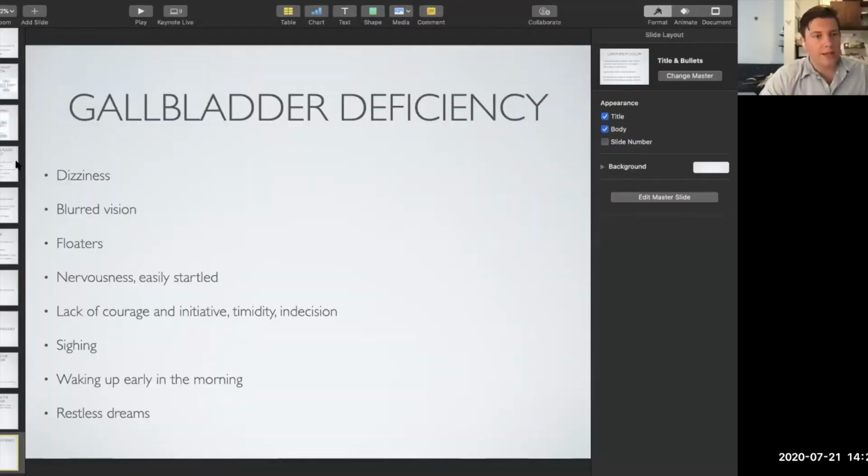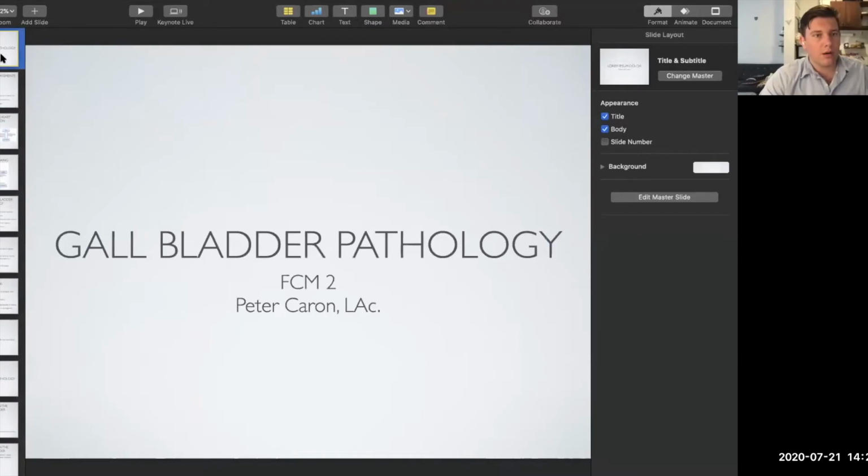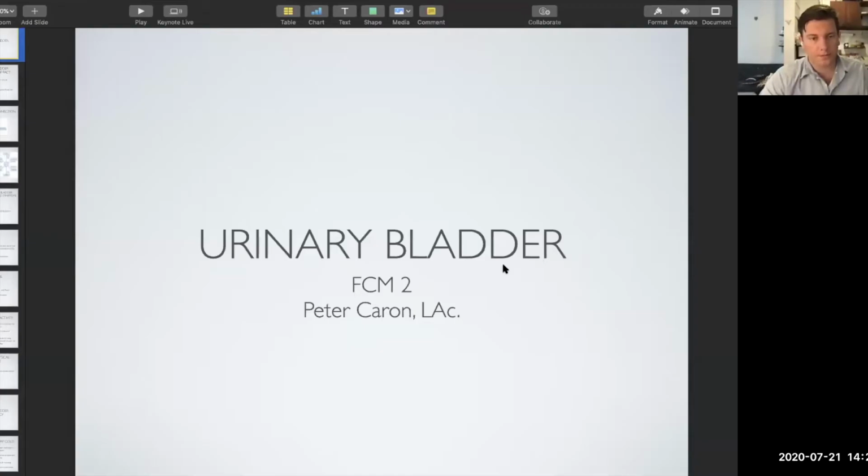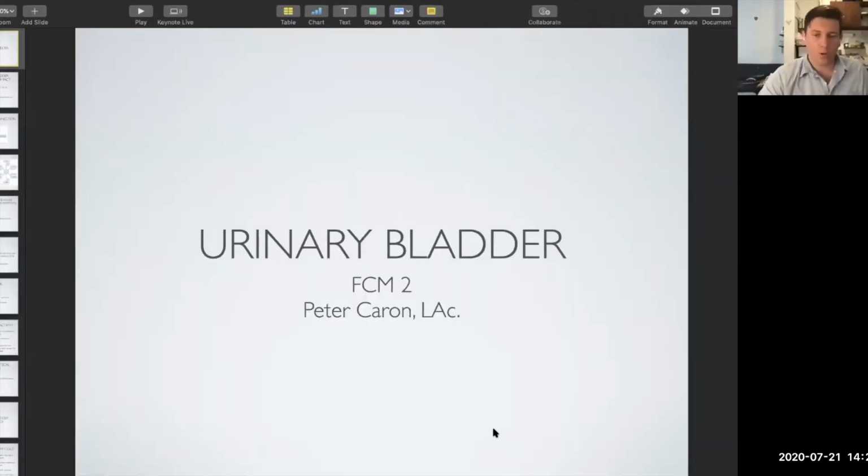Okay, if other questions come up, we'll go ahead and ask. But we're going to talk about the San Jiao, which is, this is gallbladder again. Second. San Jiao's a little harder to talk about. That's okay. That's not San Jiao either. Okay, we're going to talk about the urinary bladder first, because that's how my computer wants to do it.